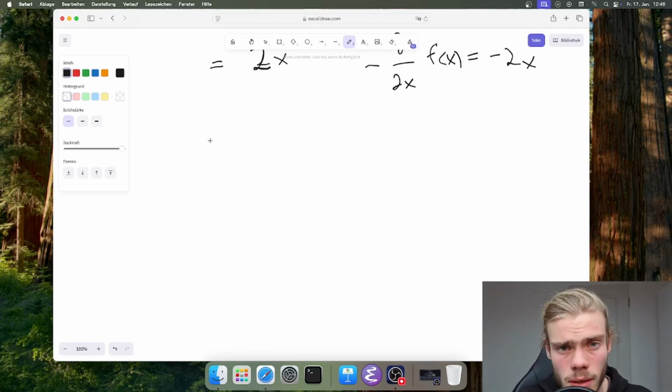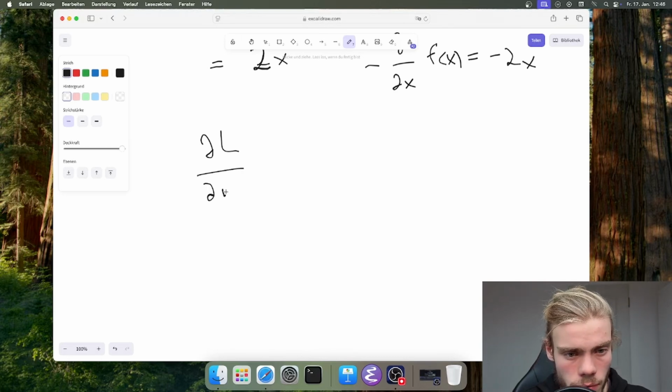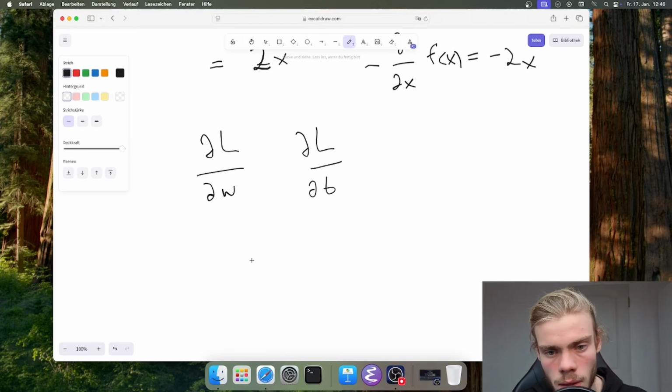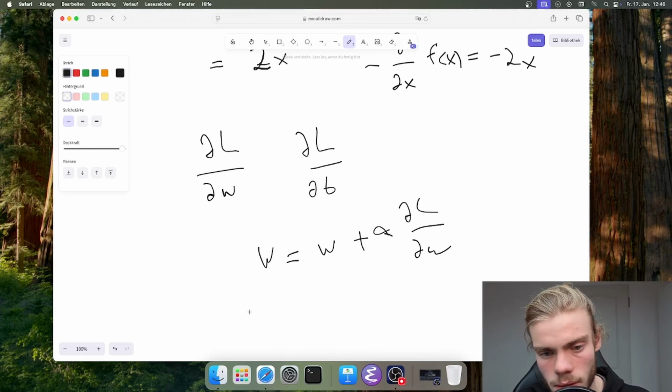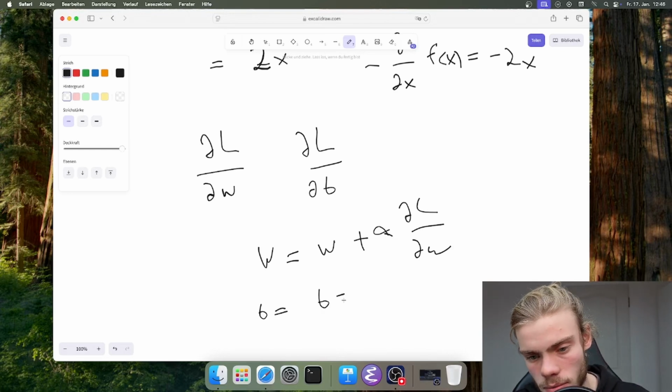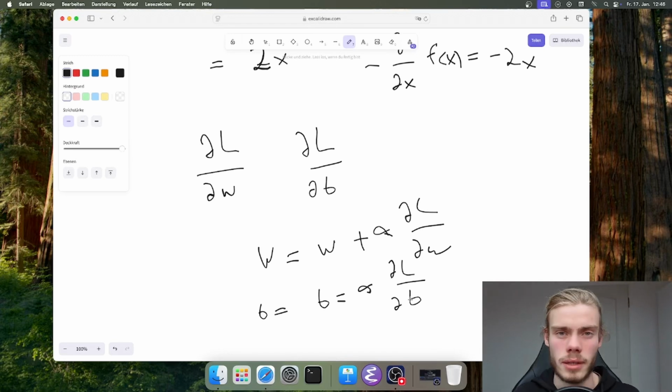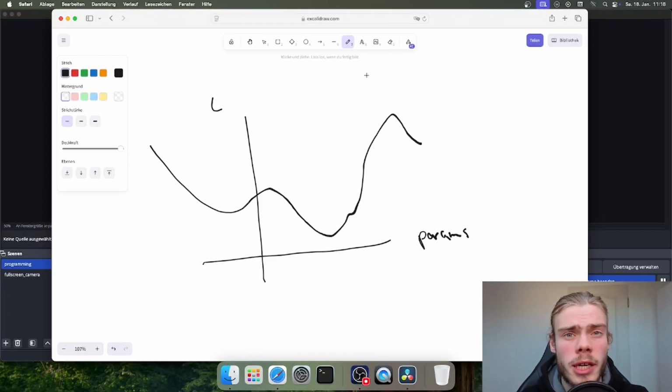Calculate dL, where L is the loss function, with respect to all of the weights and all of the biases. Update the weights and biases. So the new weight is equal to the weight plus dL dw with some learning rate. And the new bias is equal to bias plus the learning rate times the gradient. And do that repeatedly. So ultimately, how you can think of backpropagation is the following.